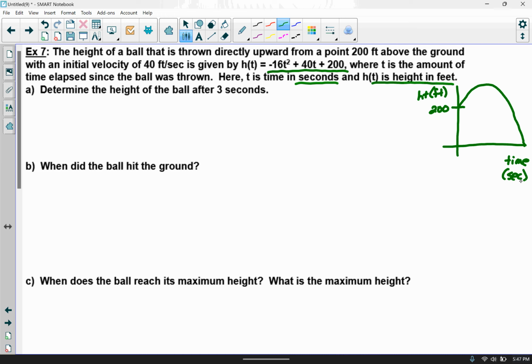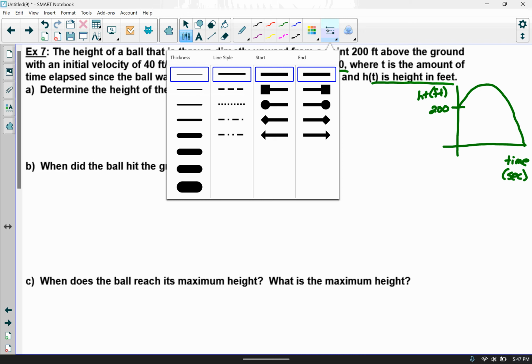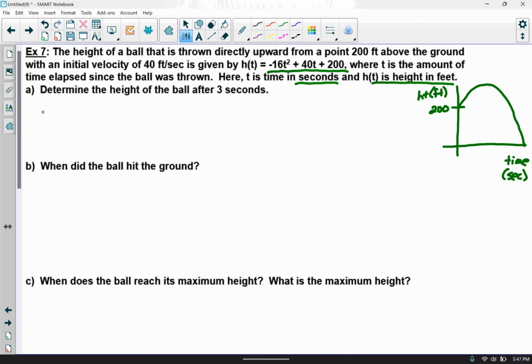In part A, nothing fancy here. Determine the height of the ball after 3 seconds. Looking at my equation here, I just want to find h of 3. So everywhere I see a t, I'm going to plug in 3. You should be able to type that in your calculator all at one time and land at 176 feet. Final answer. So after 3 seconds, we're at 176 feet. In a few moments, I'll come over here and put that on the graph, but I don't want to do it too soon.